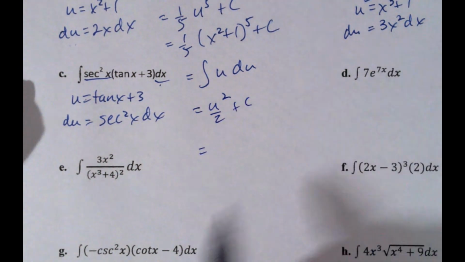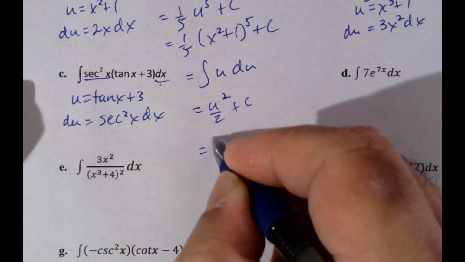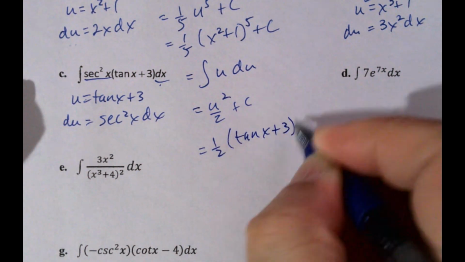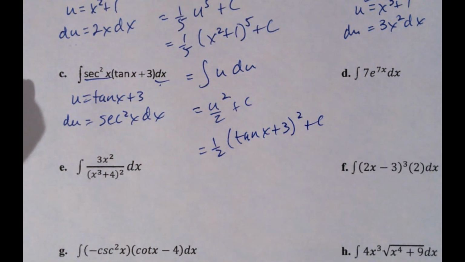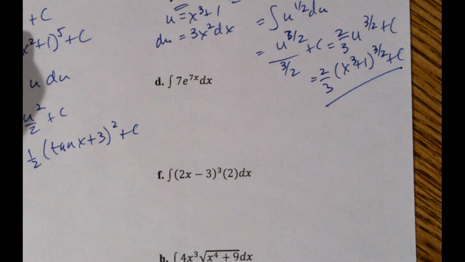Go back and change the u back to what it was originally. I'm going to rewrite that over 2 as a half. So it's one half tangent x plus 3 squared plus c. That's it. Example D. I hope I have enough space here.